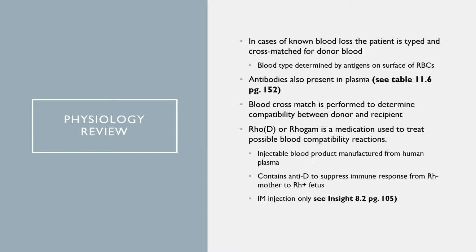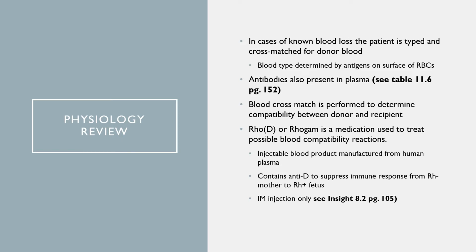Okay, in cases of known blood loss, the patient is typed and cross-matched for donor blood. The blood type is determined by antigens that are on the surface of our red blood cells. Antibodies are also present in plasma, and I want you guys to reference table 11.6 on page 152 for that.